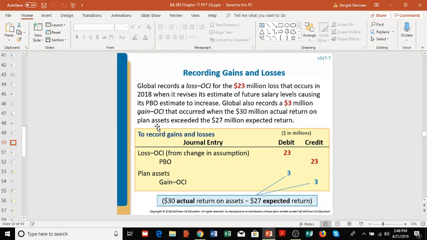Now notice in the loss OCI, that's our debit. We credit PBO because we're increasing our PBO as a result of this estimate. Here we're adding to our plan assets by 3 million. So that's our debit. And our credit is our gain OCI.